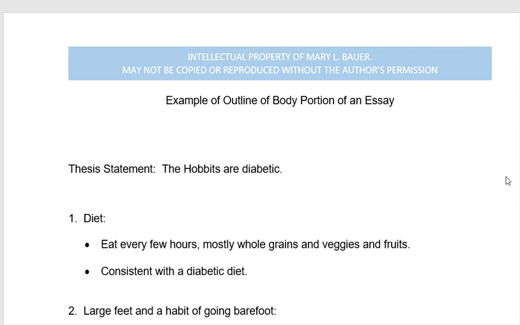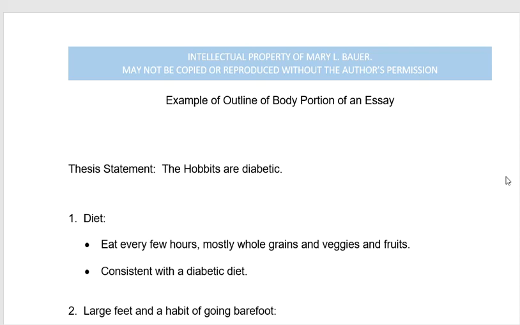As you begin the process of planning your outline for your essay, it's important to focus on the body portion first. You can add the introduction and the conclusion later, but you don't know what needs to go into either of those parts until you know what your main argument is. So we will focus today just on the body portion.